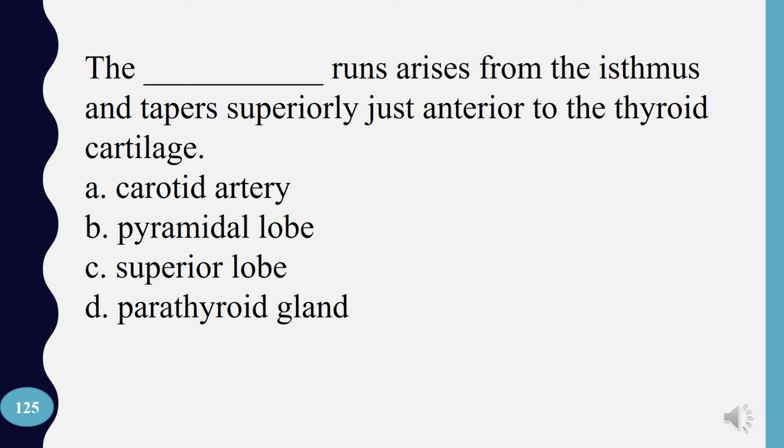The structure arises from the isthmus and tapers superiorly just anterior to the thyroid cartilage. A. Carotid artery. B. Pyramidal lobe. C. Superior lobe. D. Parathyroid gland. The answer is B. Pyramidal lobe.